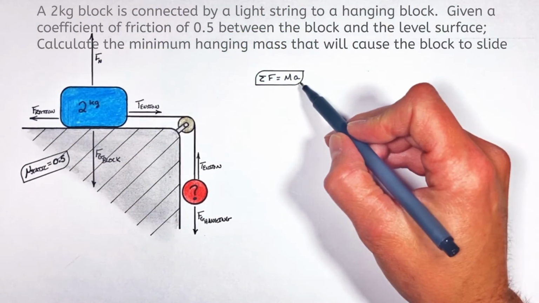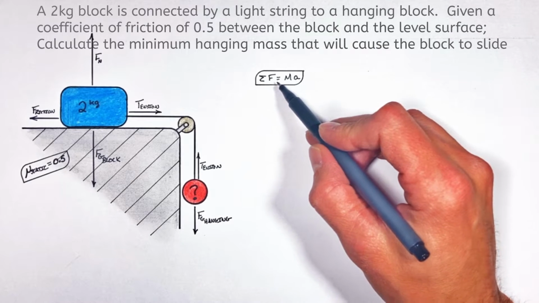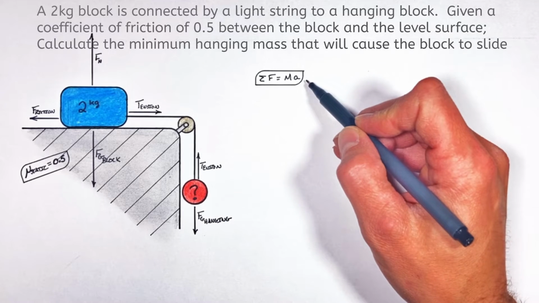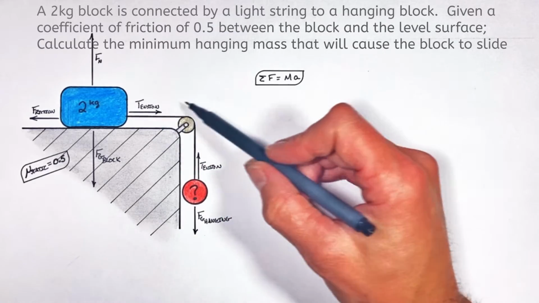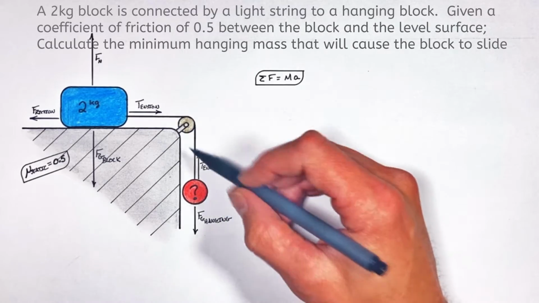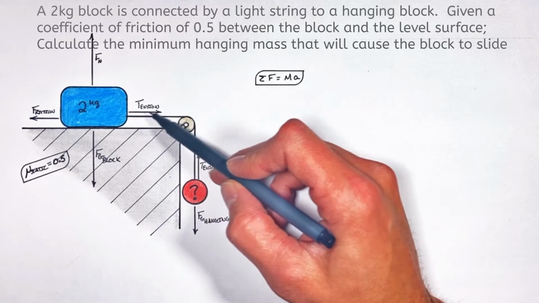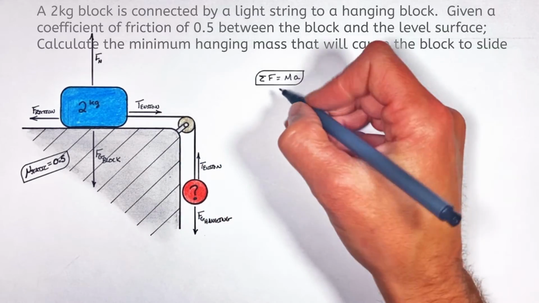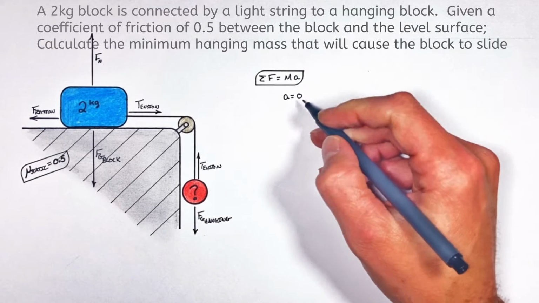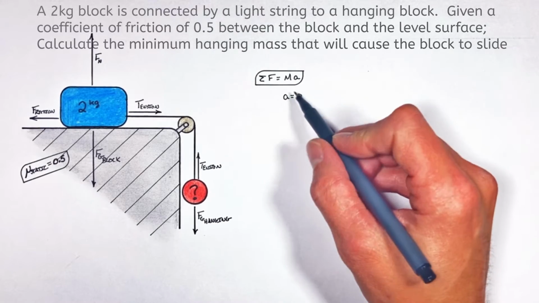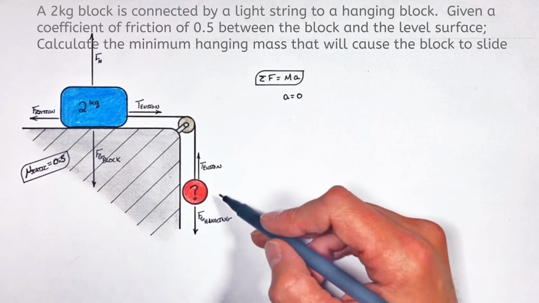Now Newton's second law says that the sum of all forces on any object is equal to that object's mass times acceleration. But the catch is, in this problem, we're looking right at that critical transition where the mass isn't quite accelerating. So what we're going to do in this problem is let acceleration equal 0. And we're going to apply that concept along with the second law to each of these objects.